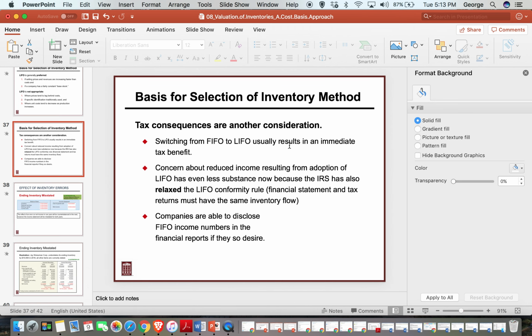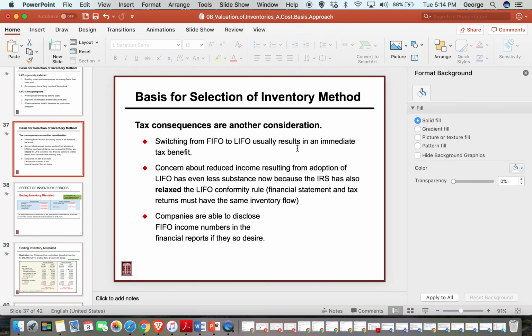Switching from FIFO to LIFO usually results in a good tax benefit right away. Concern about reduced income resulting from the adoption of LIFO has less substance now because the IRS has relaxed the LIFO conformity rule. Financial statements and tax returns were required to have the same inventory flow back in the day, but not anymore.